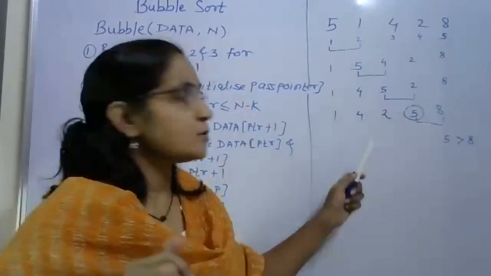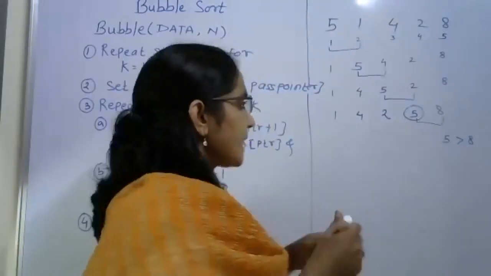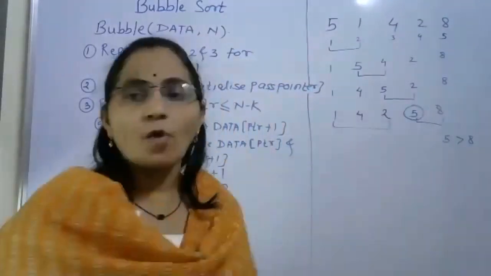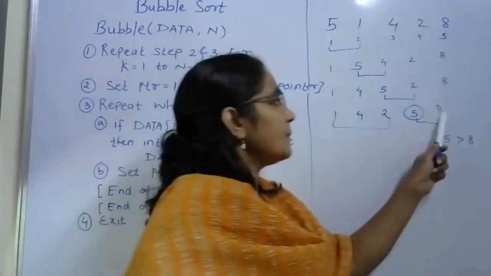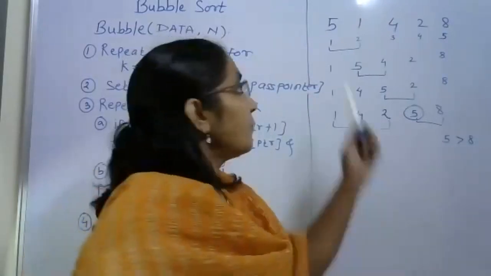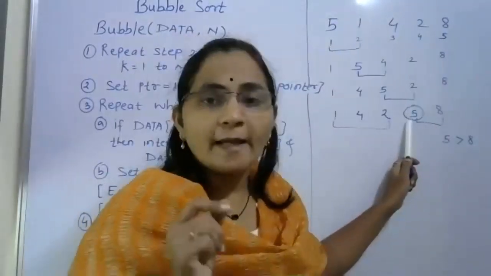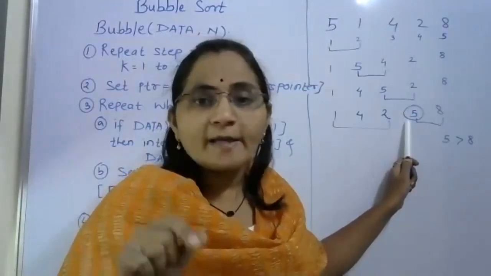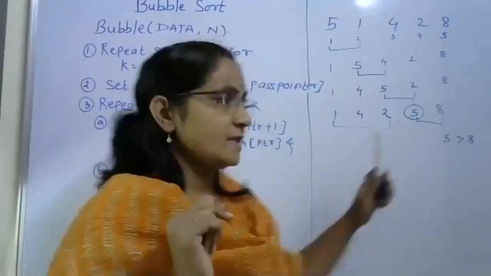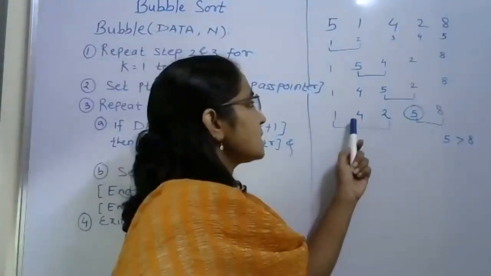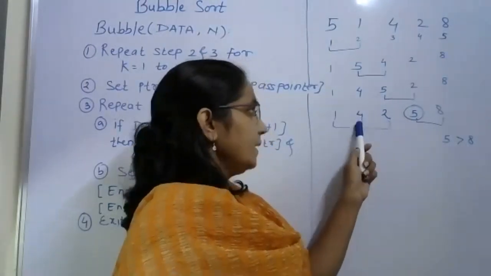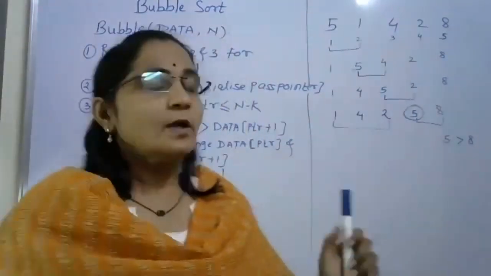Why does it get the final position? See, if you look at the left side of this 5, all the elements are smaller than the 5, and the elements at the right of 5 are the greater elements. Means the first element 5 gets the final position. It occupies the final position like the bubble in water, and that's why the name is given as bubble sort. Still, the elements are not sorted here, 1, 4, 2, because 2 is at second position and the 4 is at third position in the final output.